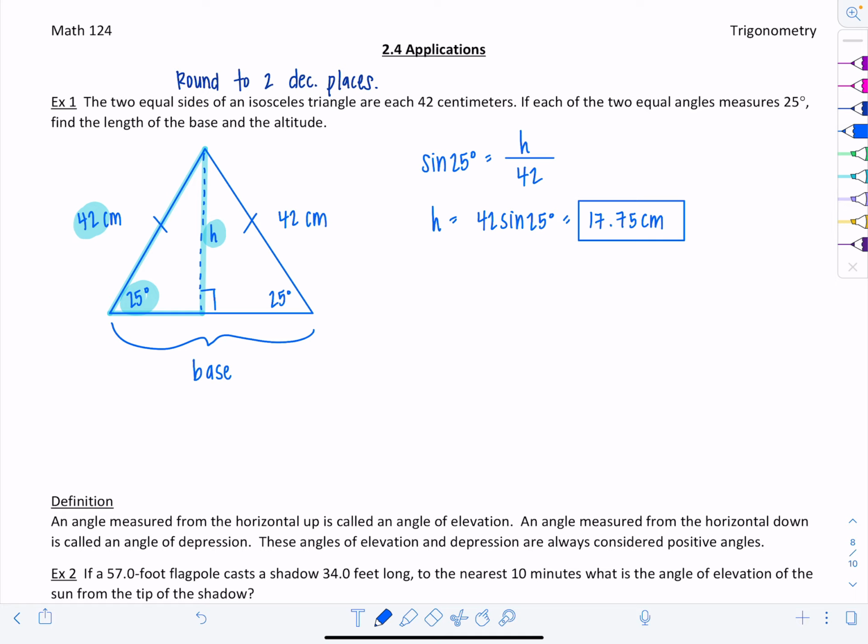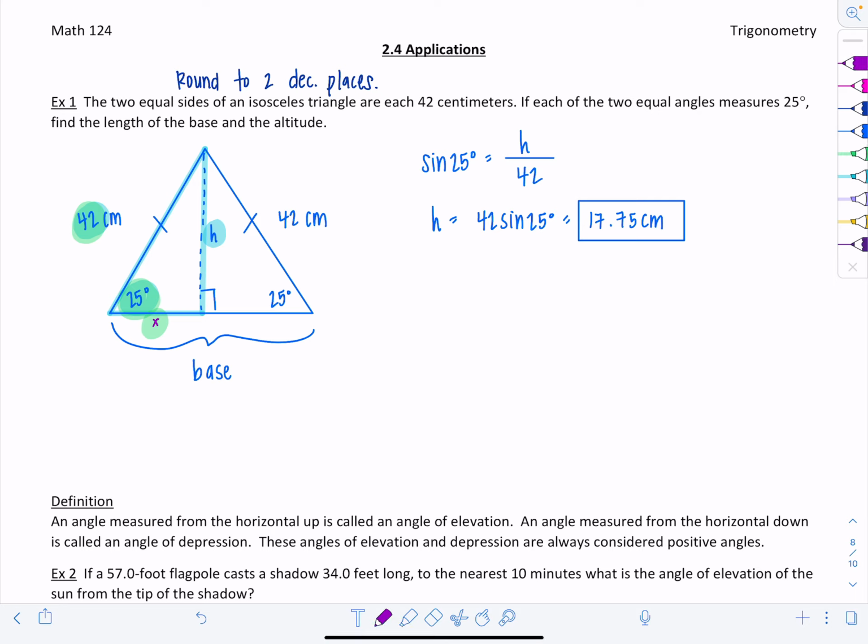Beautiful. Now, what about the base? Well, what we're going to do first is find half the base. What do I mean by that? I'm going to call this side here x. And let's work on finding x first. Now notice here, if I'm looking again from the vantage point of the 25-degree angle, x is the adjacent side, and I'm given the hypotenuse 42 centimeters.